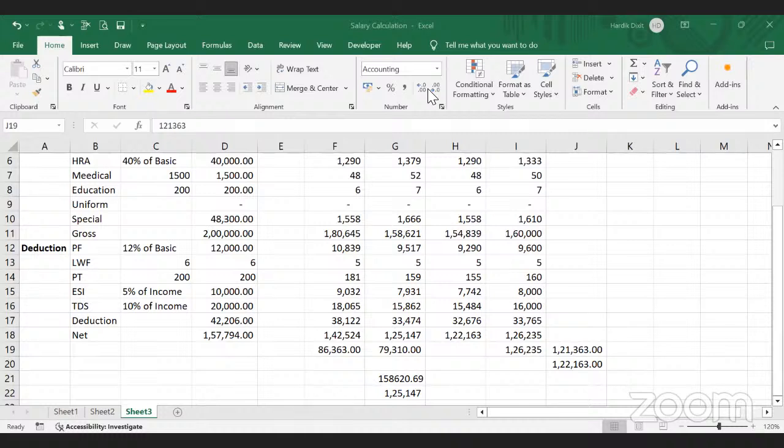So what do we have to take in labor welfare fund and PT? 6 and 200. Your actual value is 6 and 200, but after income and deduction, this may change. It may not remain 6 because the number of working days is less. So your income is less. If your income is less, your deduction is also less.